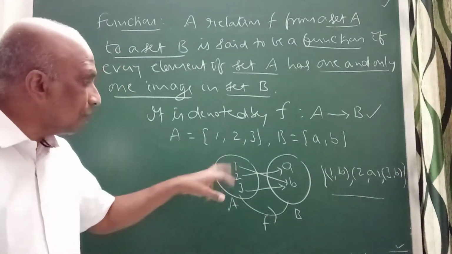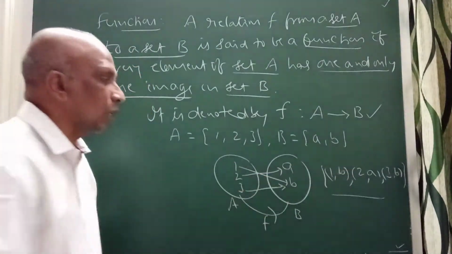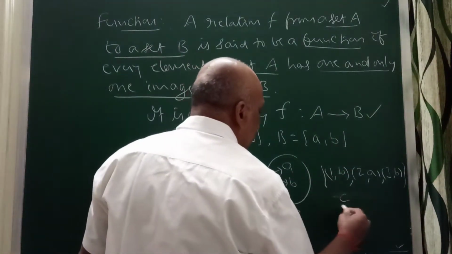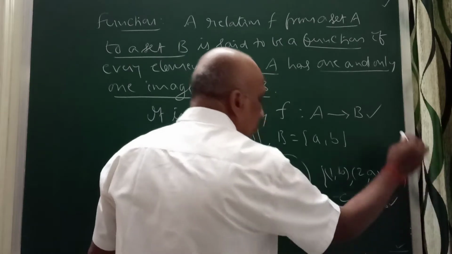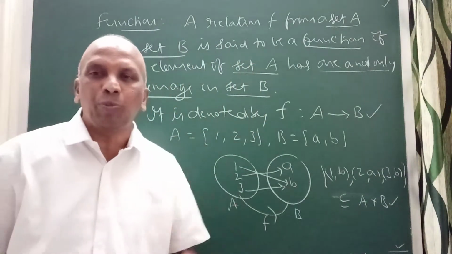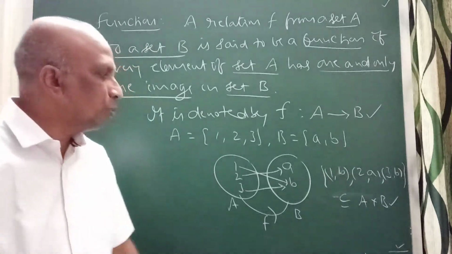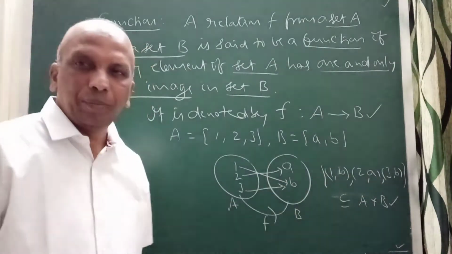Generally, A cross B has 6 ordered pairs. Here I have taken 3. It is a subset of A cross B. Every subset of A cross B is known as a relation from A to B. So it is a relation from A to B.